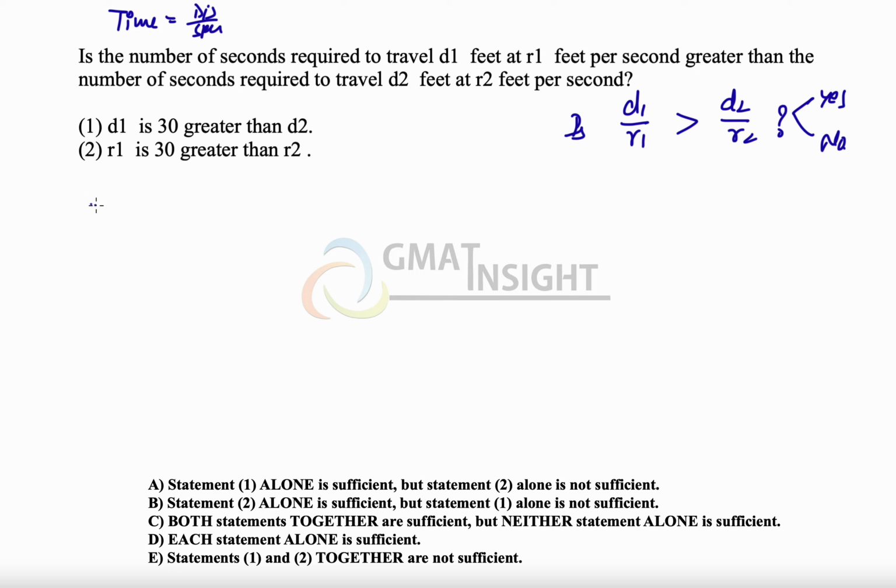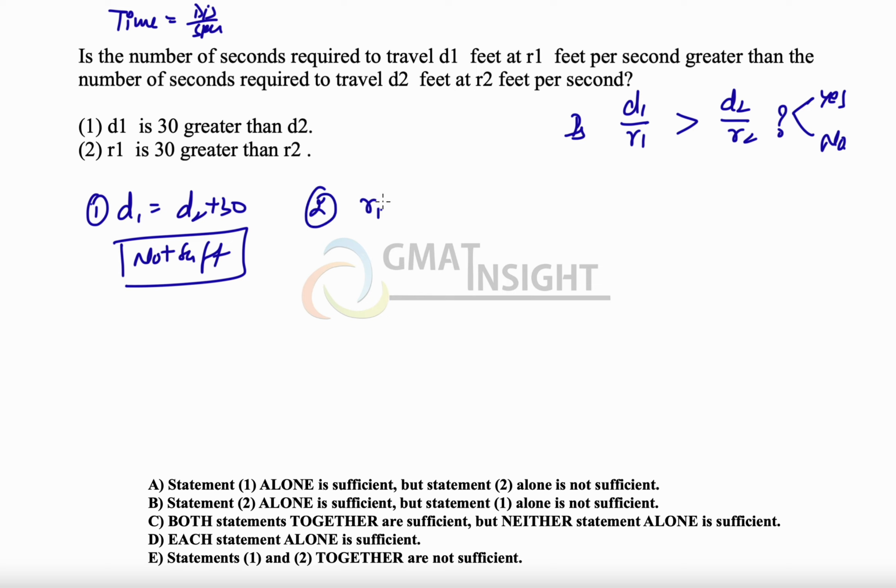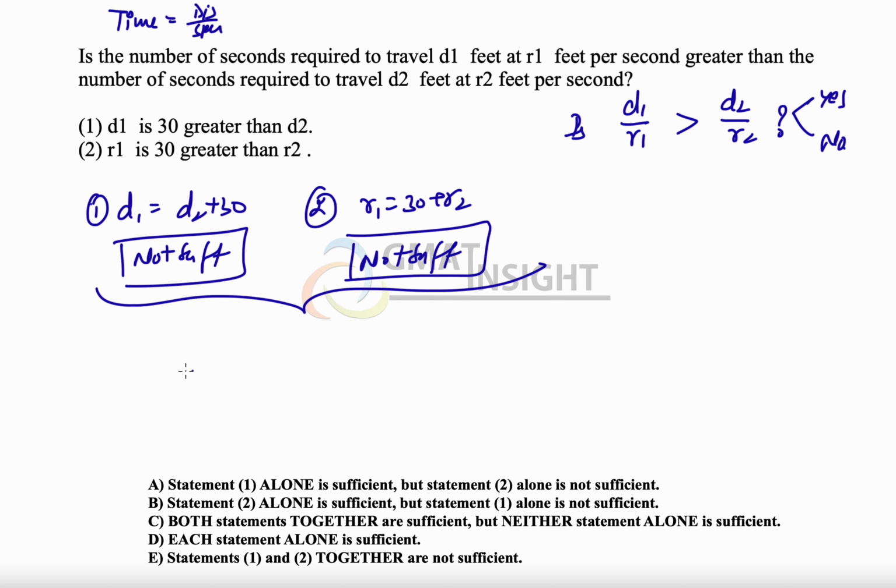The first statement says that d1 is 30 greater than d2. Clearly not sufficient because we have no relationship between r1 and r2. The second statement is r1 is 30 plus r2. Again, that's not sufficient because we have no relationship between d1 and d2. Now we combine the two things.